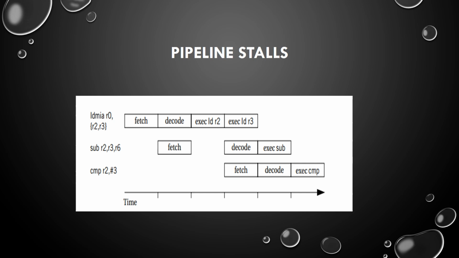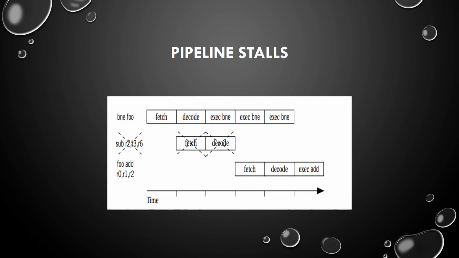Because of the one extra execution phase in the first instruction, there is a pipeline stall in the subtraction instruction. Similarly for the compare instruction, one stall is inserted, because in this time period the compare instruction should start fetching, but it is delayed by one instruction slot. So this is called pipelining.